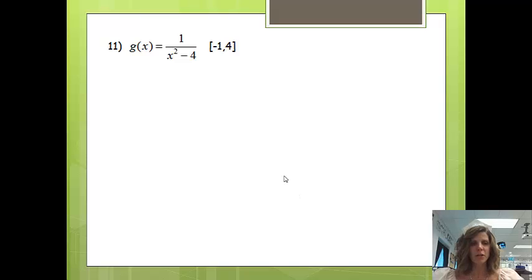Alrighty, let's try the next one. Again, we're looking to find the absolute minimum and absolute maximum. So the first thing that I want to do is find the critical numbers. Before I take the derivative, I'm going to rewrite this. This would be x squared minus 4 to the -1.